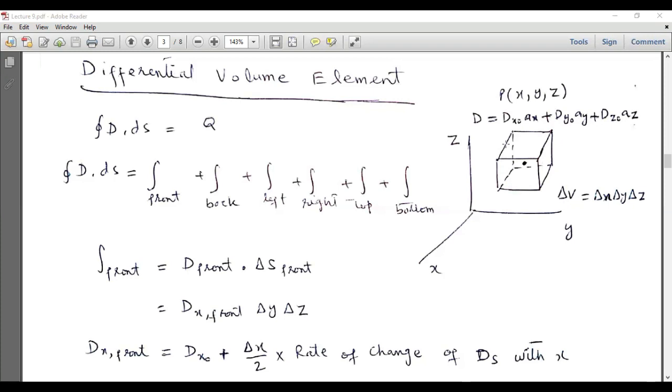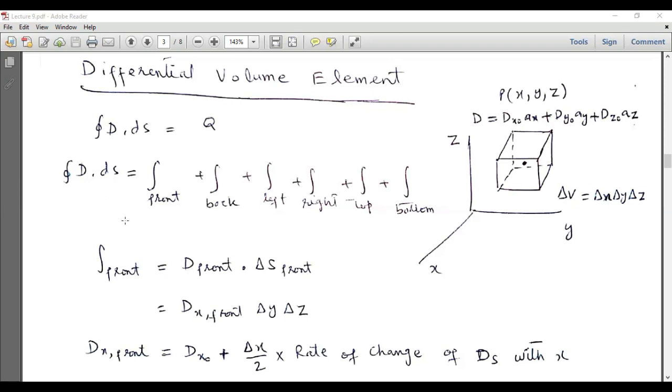So these six surfaces will constitute the entire closed surface. So this integration will have to be evaluated for these six surfaces. So first surface is the front surface. This is the back surface. Next surface is the left surface. This one. Next surface is the right surface. And then we have a top surface, and then we have a bottom surface.